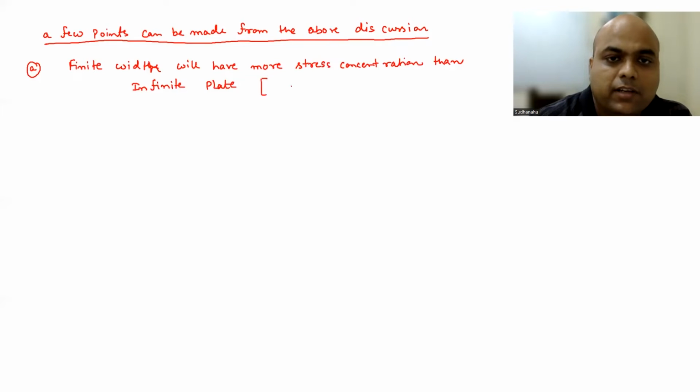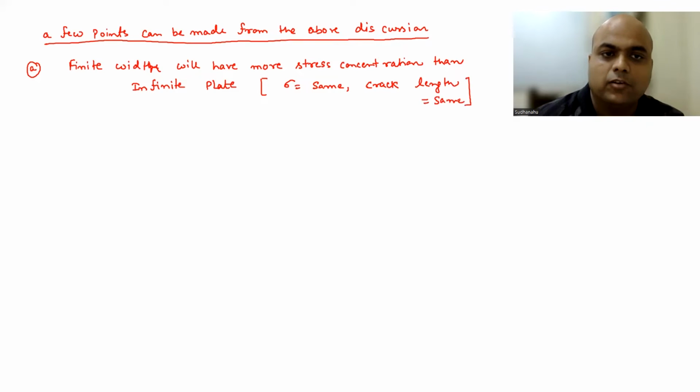Here we are saying sigma is the same and the crack length is the same. So if we have two plates, one is a finite plate and another is an infinite plate, and both plates are under the same applied stress and the crack length at the center remains the same, the finite width plate will have higher stress concentration at the crack tip than the infinite plate. And we discussed this using the lines of force. That is point number A.